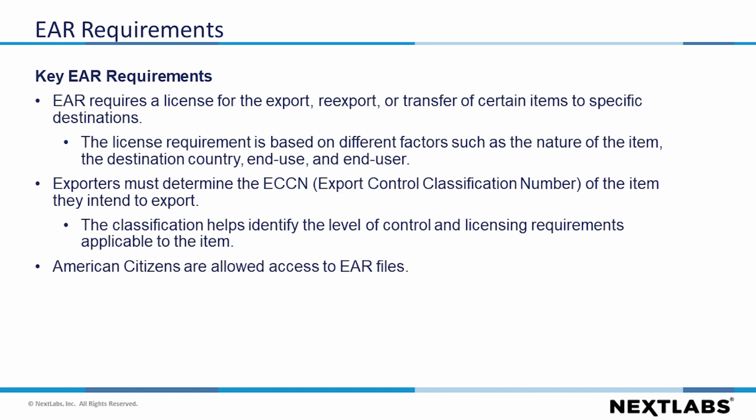EAR requires a license for the export, re-export, or transfer of certain items to specific destinations. The license requirement is based on factors such as the nature of the item, the destination country, and the end-use and end-user. Exporters must determine the ECCN, Export Control Classification Number, of the item they intend to export. This classification helps identify the level of control and licensing requirements applicable to the item. And lastly, American citizens are allowed to access EAR files.